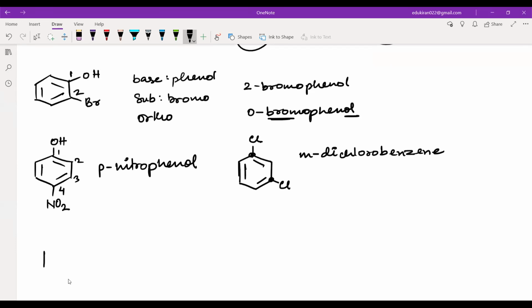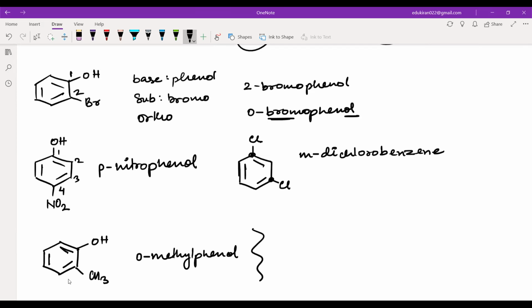Let me tell you one more example. If you have something like OH and you have CH3, in this case you can either write toluene or phenol, but generally we write phenol because phenol has a higher priority. OH will have higher priority because it is also a kind of functional group. So we have methylphenol. And we don't have any carbon atom between these 2 groups. That is why this is ortho, o-methylphenol.